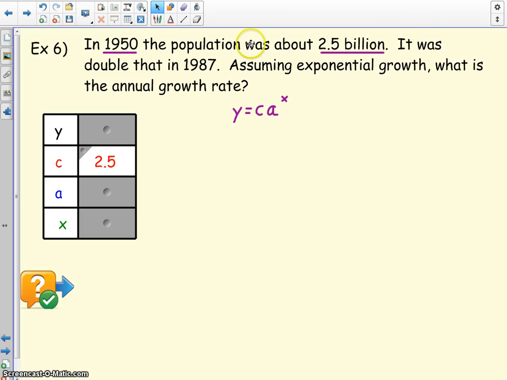Now, it was double that in 1987. So we're comparing 1950 to 1987. So how many years is that? Subtract 1950 from 1987. That's 37 years. So that's going to be our X value. And if we start at 2.5 billion and it wound up doubling in 1987, so in 1987 we'd have double our starting population, so we have 5.